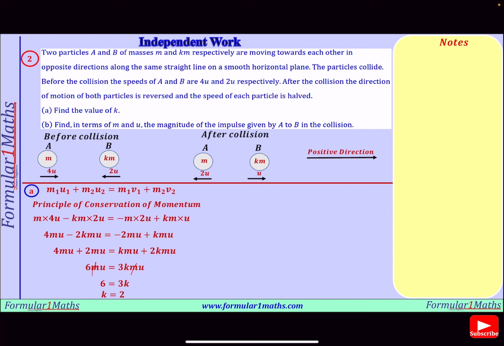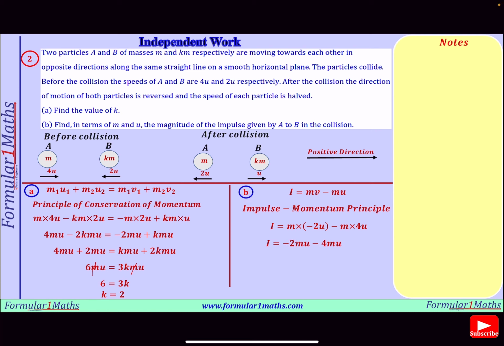So k is 2. For B, again, we use the impulse momentum principle. Do the appropriate substitution using, in this case, the values for A. We are going to get m times minus 2u, because this is in the opposite direction, minus m times 4u. Simplify to get this, and then you get minus 6mu. We are looking for the magnitude, so we state that the magnitude is 6mu. That's question 2.